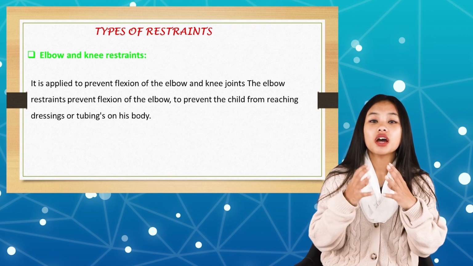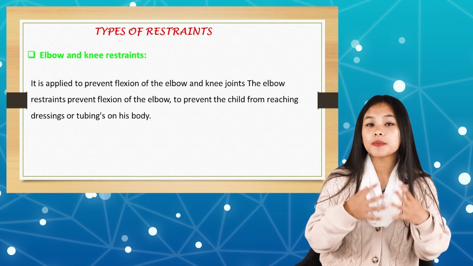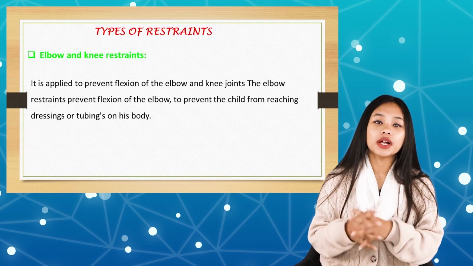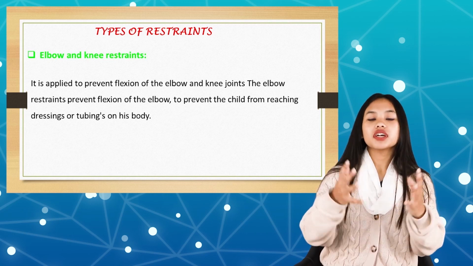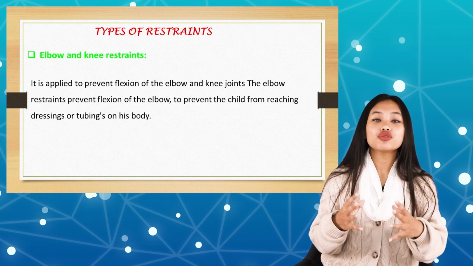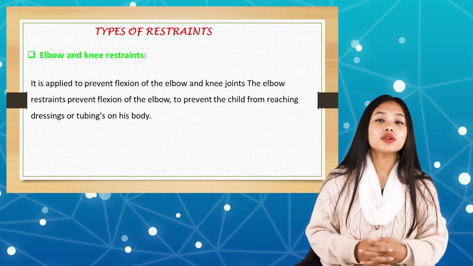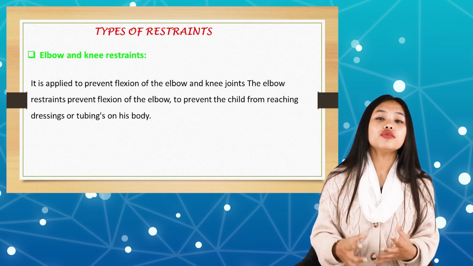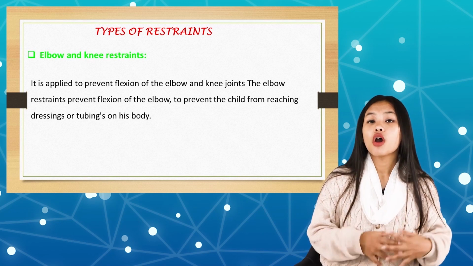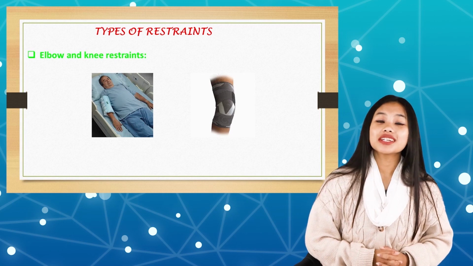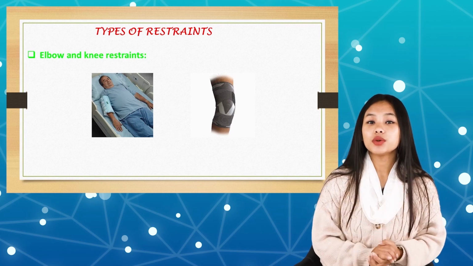And the second one is the elbow and knee restraint. So these restraints are the ones which we will be applying in order to prevent flexion of the elbow as well as the knee joints. This elbow restraint is commonly given to children in order to prevent flexion of their elbows, so that they will not be able to remove any tubing or dressing which is done on their body. So in the picture, you can see the elbow and the knee restraint.